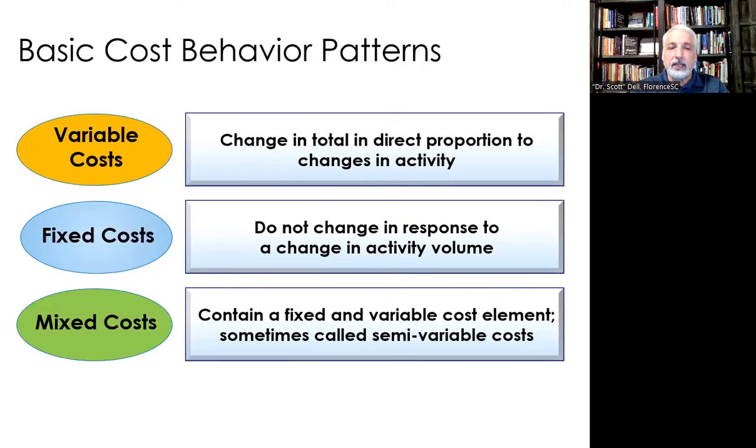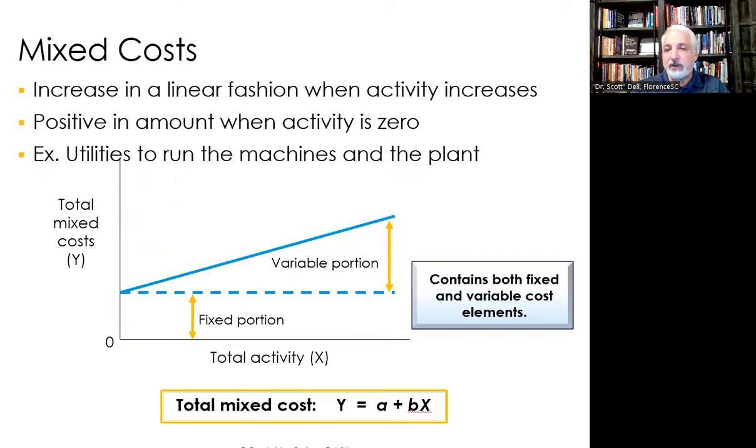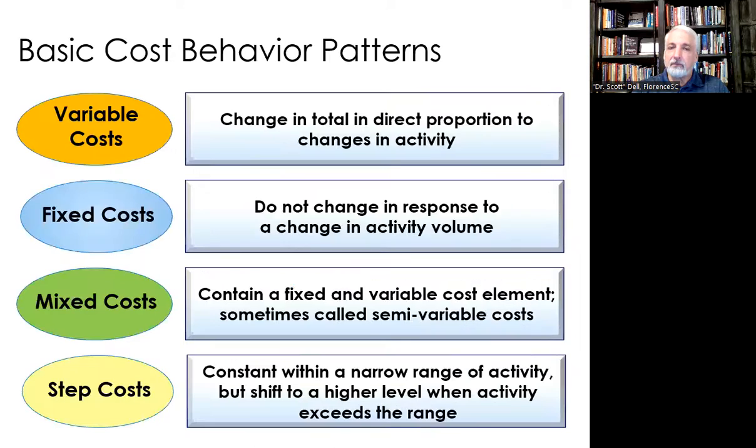Then we go ahead and look at our mixed costs, and they contain fixed and variable elements, sometimes termed semi-variable. So there's a fixed portion associated with that, and there is a variable portion associated with that. So there's a mixture of that. If you go to U-Haul and rent a truck, you might get it for $19.99 a day, but then they're going to charge you 14 cents a mile or whatever the additional charge is. So that would be considered a mixed cost.